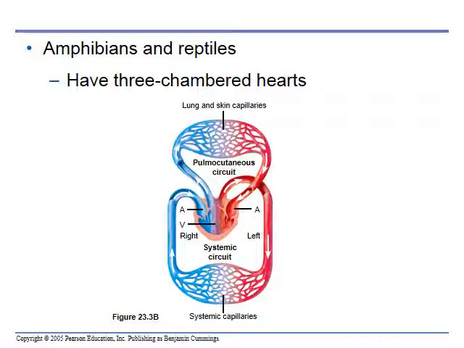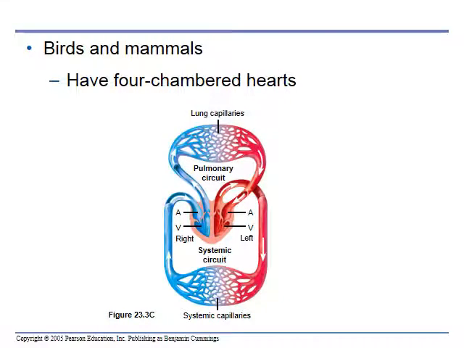Mammals and other things that have the four-chambered heart, we're not going to have any mixing. We don't breathe at all through our skin. By the way, the pulmocutaneous circuit here just means lungs and skin combined. Okay, so your birds and mammals have a four-chambered heart.